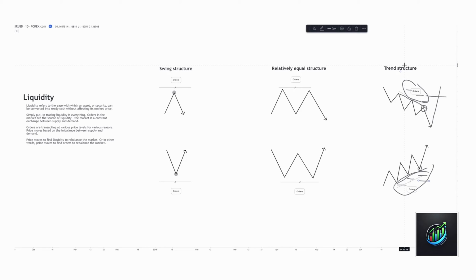Why? Because price needs liquidity to move. Liquidity is the ease with which an asset or security can be converted into cash. For every buyer, there needs to be a seller. For every seller, there needs to be a buyer. And in order for that to happen, we need orders. And if there aren't enough orders to facilitate all of those orders, price needs to rebalance, or we need to see a reprice, and that happens with price moving up or down.